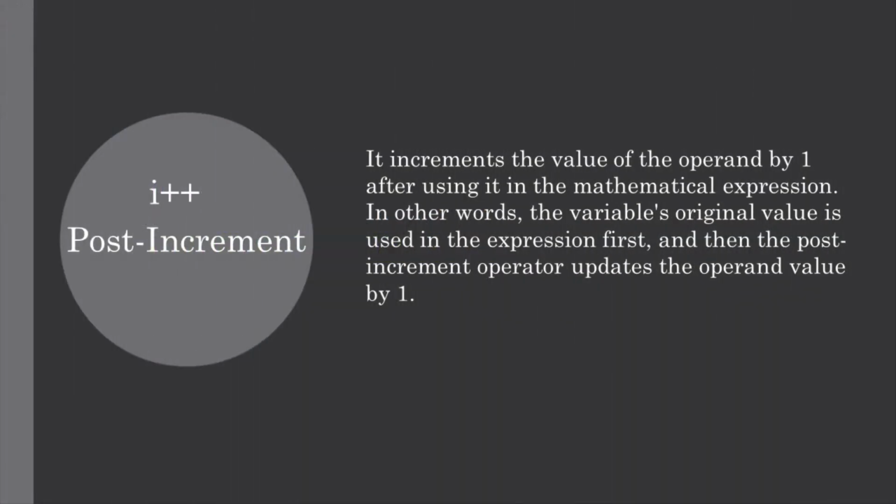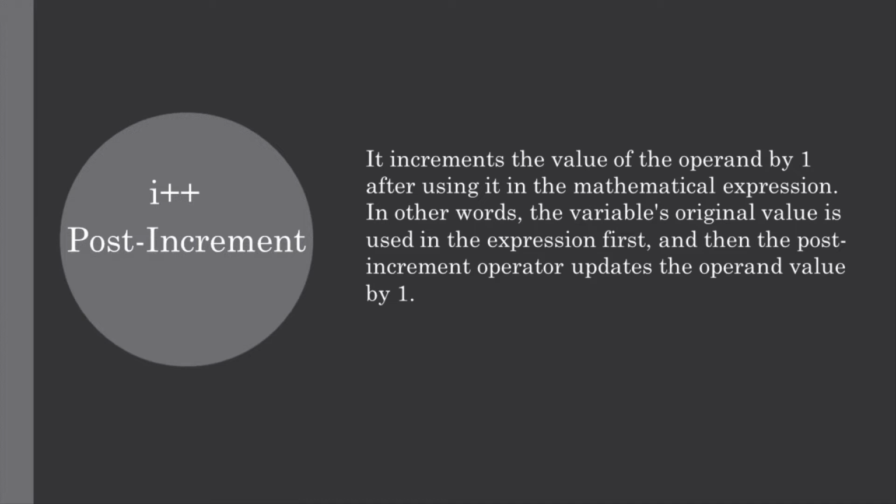Post increment is an increment operator represented as the double plus symbol following a variable, like a plus plus or x plus plus or j plus plus, and it increments the value of an operand by 1 after using it in the mathematical expression. In other words, the variable's original value is used in the expression first, and then the post increment operator updates the operand value by 1.